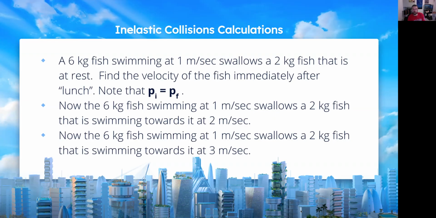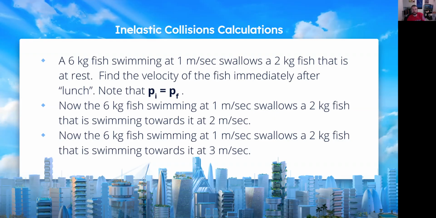We know momentum is equal to mass times velocity. So what is the momentum of the first fish? Awesome. So the momentum of the first fish, 6 kilograms times 1 meter per second, gives us, I'm just going to use Newton seconds because it's shorter. It gives us 6 Newton seconds.